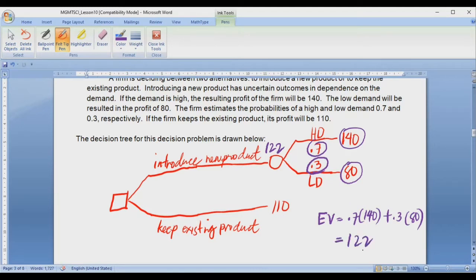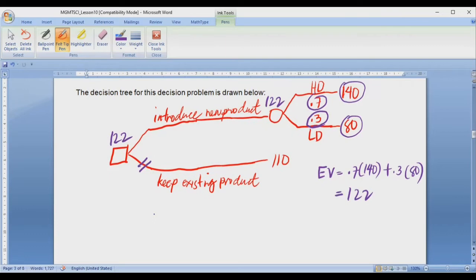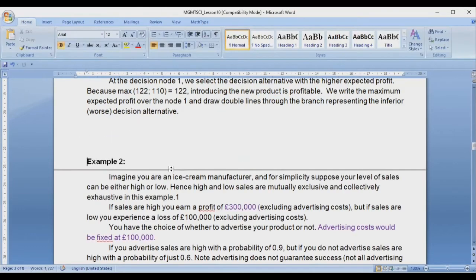Which is better, to introduce a new product or keep the existing product? Which will give you more profit? The 122, so you put it here, you decided to choose this one. Then, we therefore conclude that introducing a new product will give you more earnings of 122. That's why you cut off keeping the existing product by drawing these two lines, bar lines. So, final answer. The answer is 122.